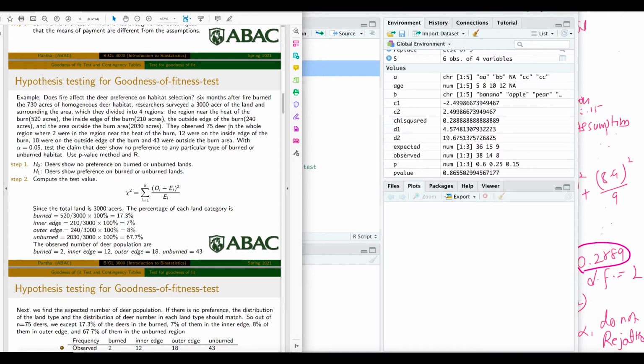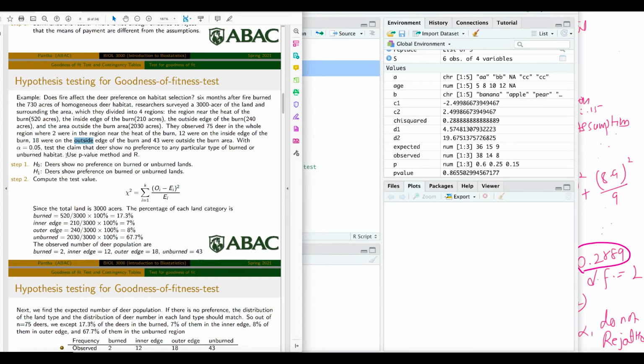They observed 75 deer in the whole region, where 2 were in the region near the heat of the burn, in the very center, right? 12 were on the inside edge of the burn. 18 were on the outside edge of the burn. And 43 were outside the burn area.